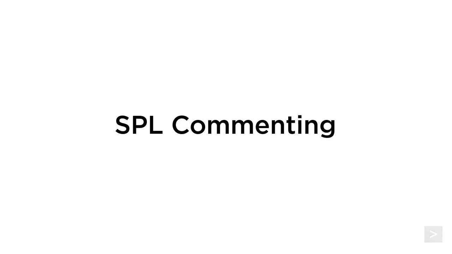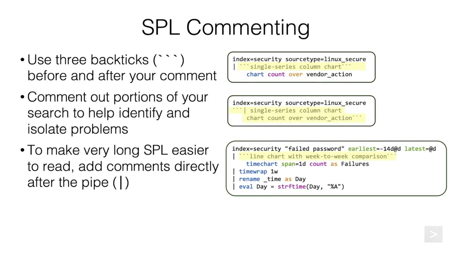SPL commenting is another powerful tool you can use when writing complicated searches. Adding comments to SPL searches in Splunk allows users to troubleshoot their SPL by slowly commenting out pieces of their search, along with allowing the user to provide notes to themselves and to other users that they're sharing their search with.